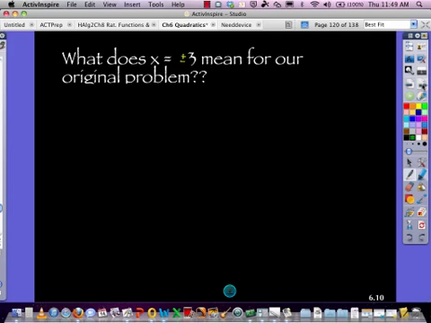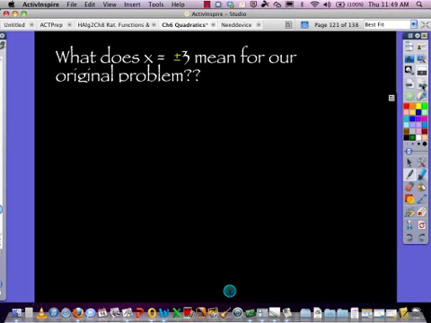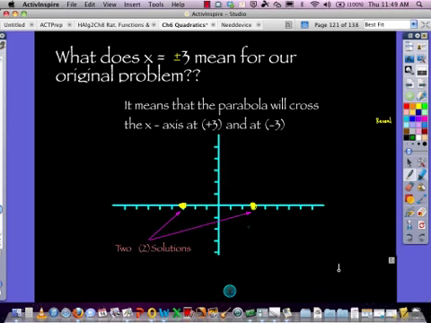Now question, what does that plus or minus 3 really mean for the original problem? It means that if we graph that equation, then we should be seeing an intersection on the x-axis at those 2 points, positive 3 and negative 3. So 2 solutions.